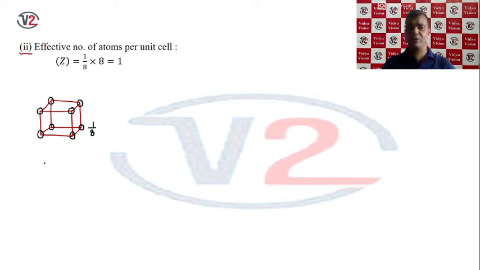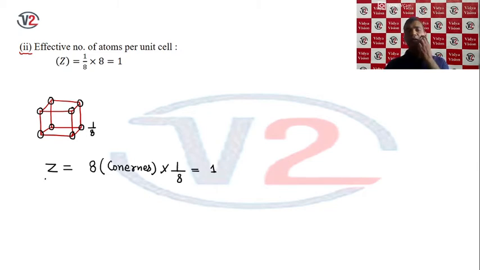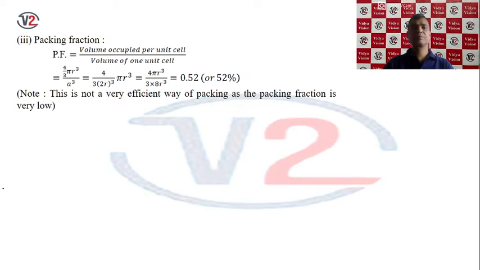So the effective number of particles, represented by Z, is 8, the number of particles present at the corners, multiplied by the contribution of each particle, 1 by 8. So we obtain that the effective number of particles in one unit cell is equal to 1. Is it clear now? Now the third point, that is the packing fraction or packing efficiency.